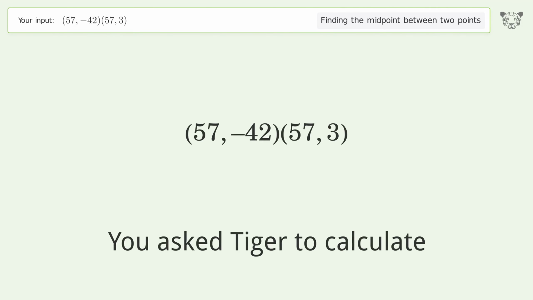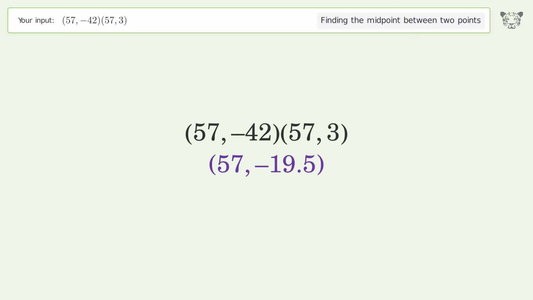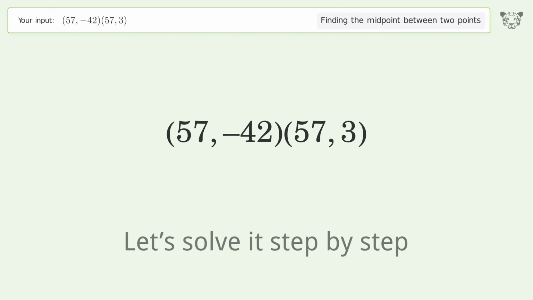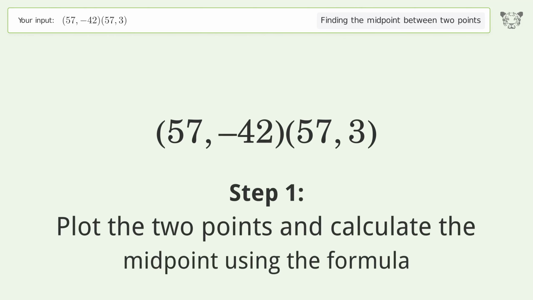You ask Tiger to calculate. This deals with finding the midpoint between 2 points. The midpoint between the 2 points is 57, negative 19.5. Let's solve it step by step. Plot the 2 points and calculate the midpoint using the formula.